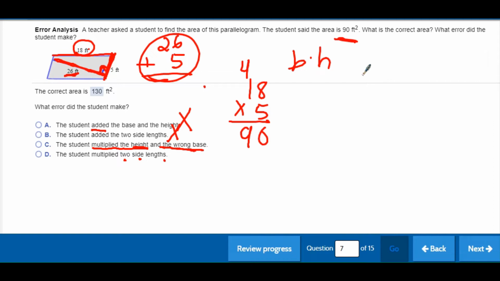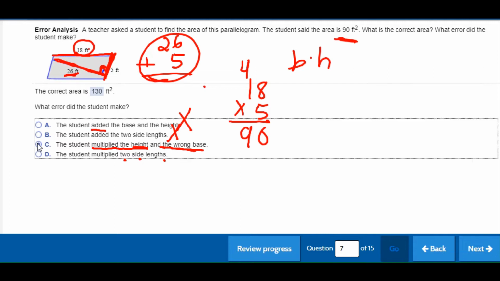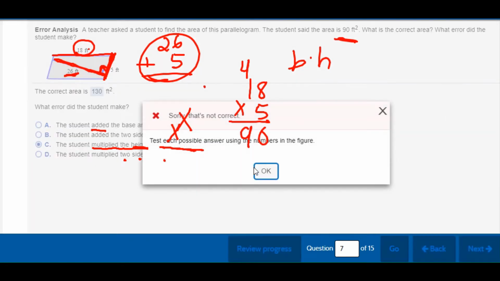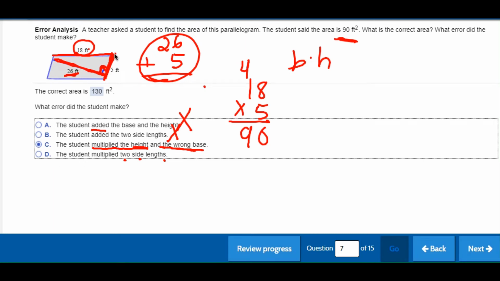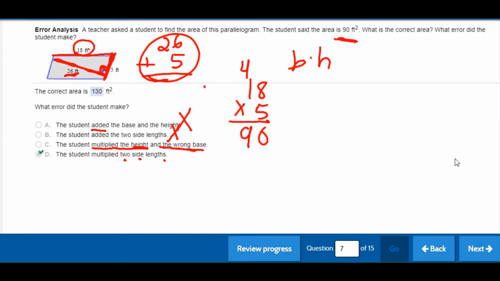So I'm going to pick the correct answer. The student error was multiplying the wrong. The student multiplied 2 side lengths. Yeah, the 5 and the 18. So they didn't multiply the base. The student multiplied the height and the wrong base. So the base was right, which was 5, but the height is 26. So the height is actually wrong. So these are backwards. So the correct answer is D. The student multiplied 2 side lengths. So we have this one and this one. That is incorrect.